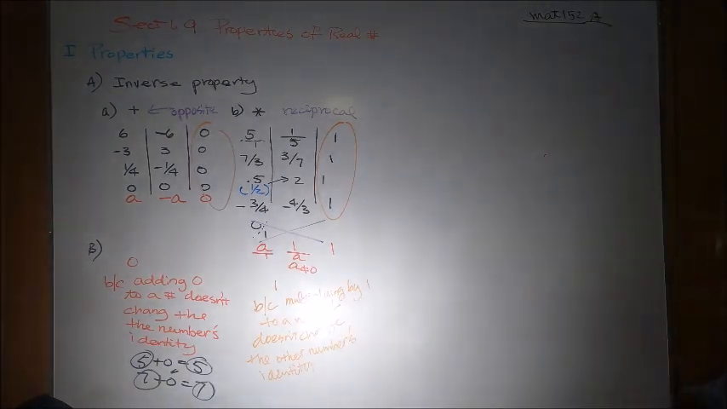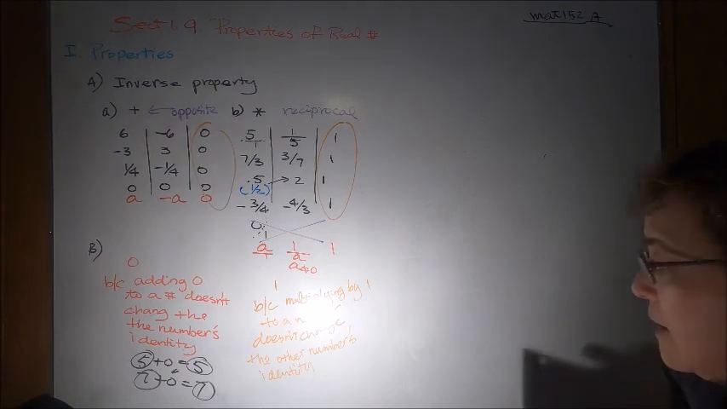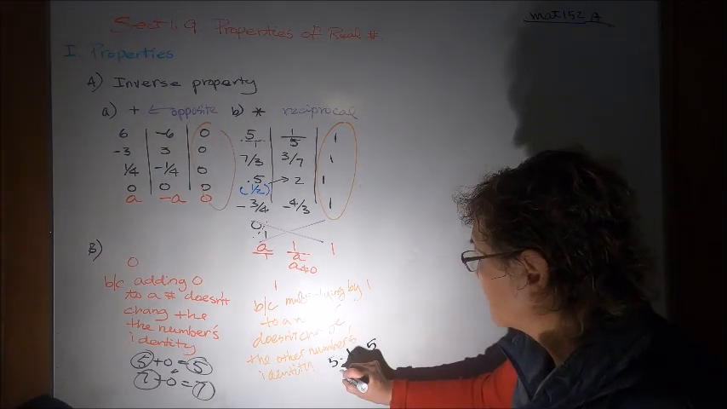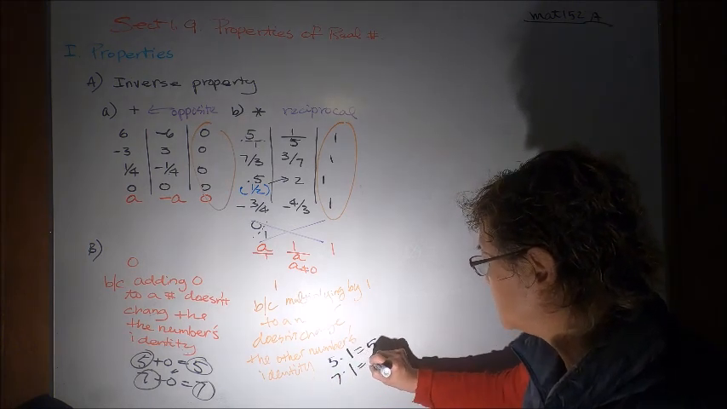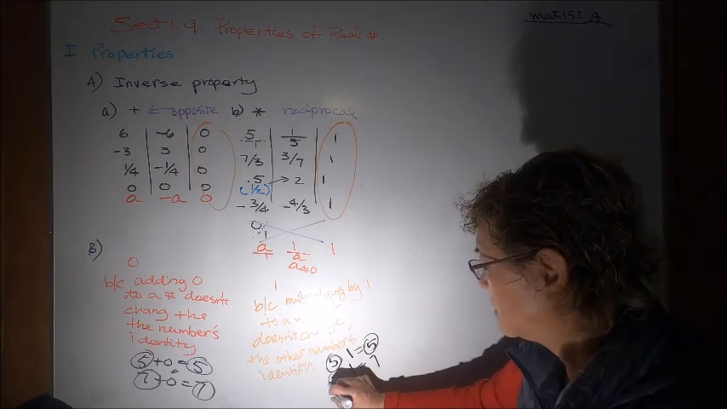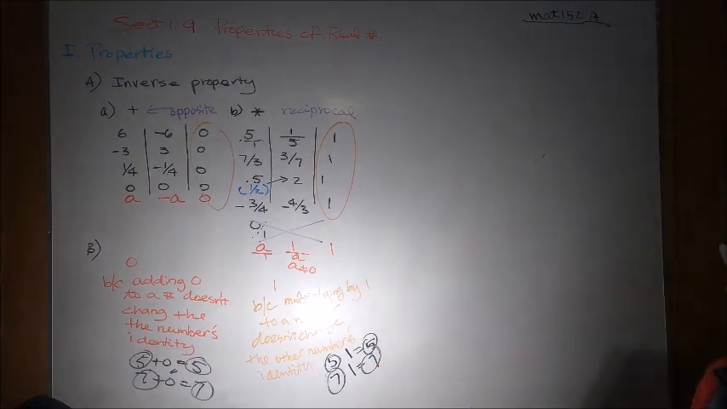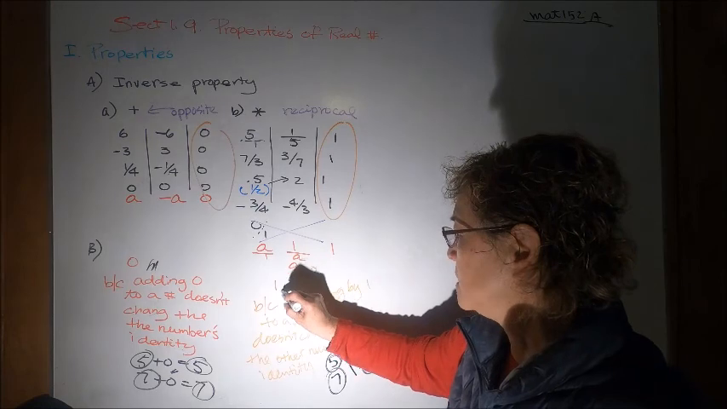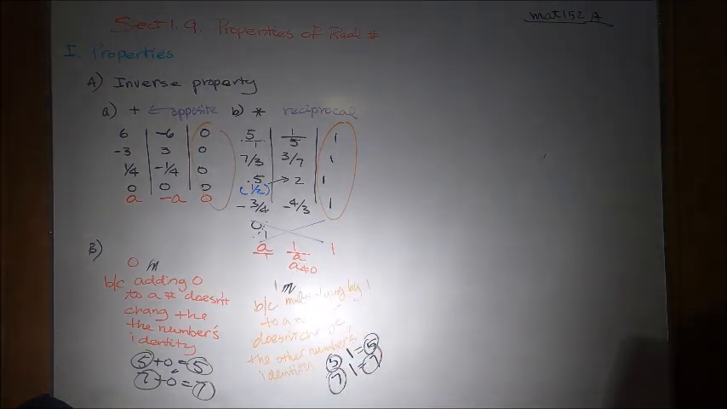So what we have is what? 5 times 1 is still 5. 7 times 1 is still 7. Right? So 0 and 1 are special numbers, very special.